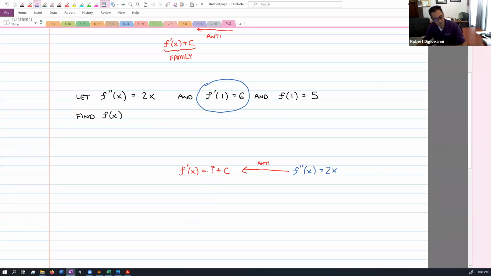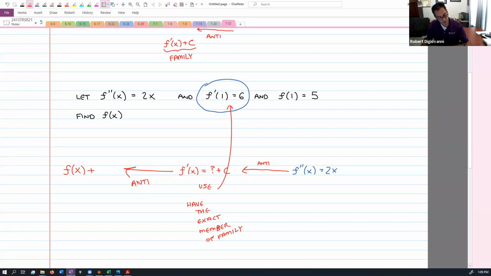Once we use this, we're going to use that information and we will have the exact member of the family. And then we're going to do the antiderivative again. And that will give us the original function plus some constant. This will be equal to something plus some constant.